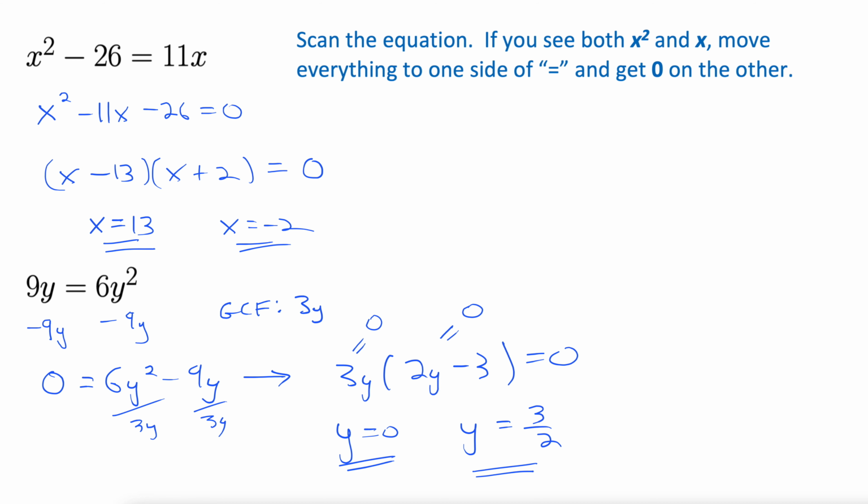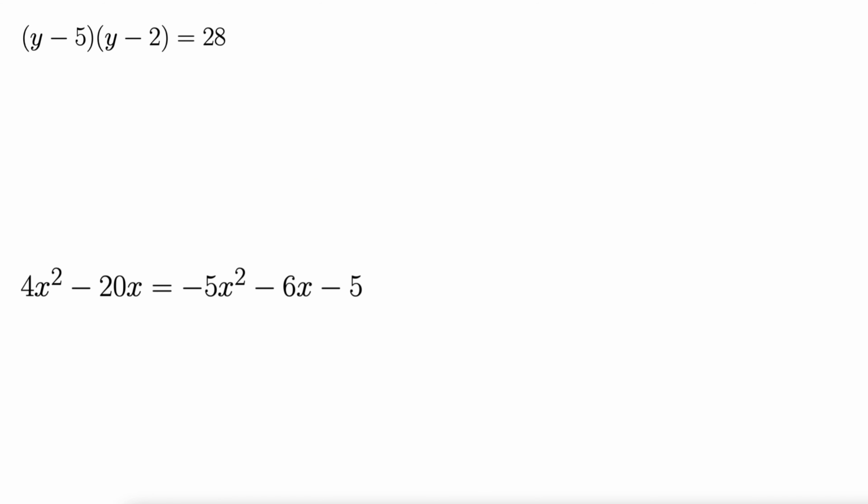Let's try another one. Here are two more for you to try. We have quantity y minus 5 times quantity y minus 2 equals 28, and 4x squared minus 20x equals negative 5x squared minus 6x minus 5. Pause the video, try these out on your own, and we'll compare notes on the flip side. Okay, we'll use the same tip.